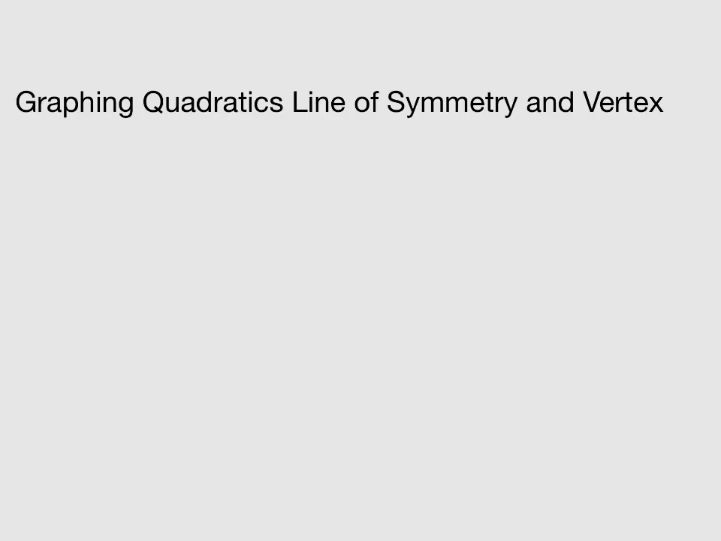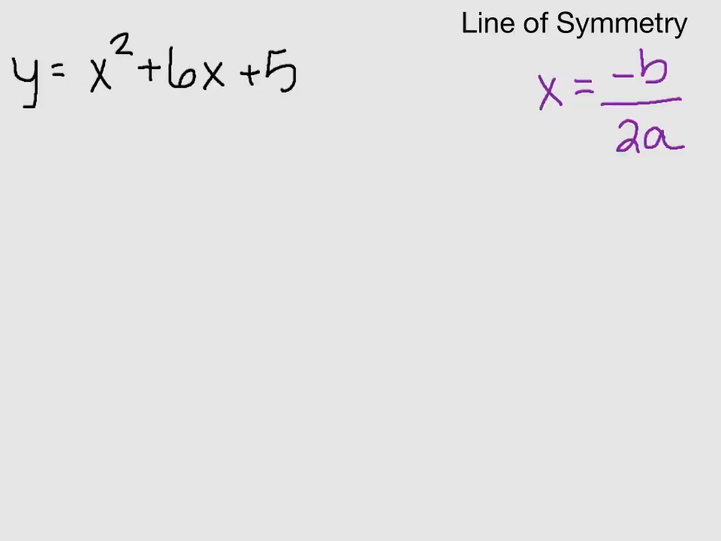We are going to look into graphing quadratics, and more specifically the line of symmetry and how to figure out what the vertex is. So here's an equation: y equals x squared plus 6x plus 5. We've already known what the quadratic formula is.